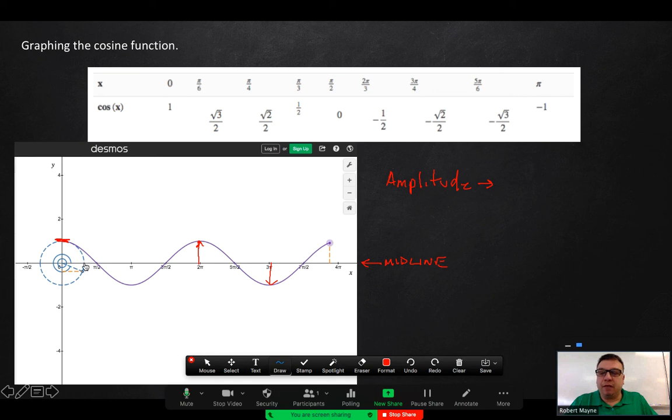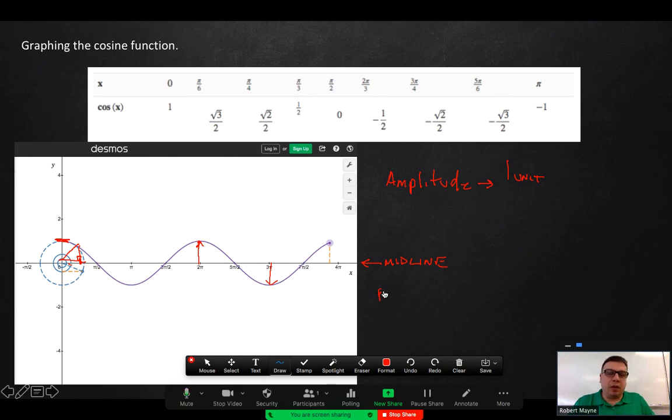The cosine function gives me this distance in a unit circle. So if I were to draw my reference triangle, this would be my cosine value here. Remember, this is my sine value. So my amplitude again is 1 unit. My midline is the line that basically, as it rotates around, it's the one right in the middle that is the divider between the maximum and the minimum.